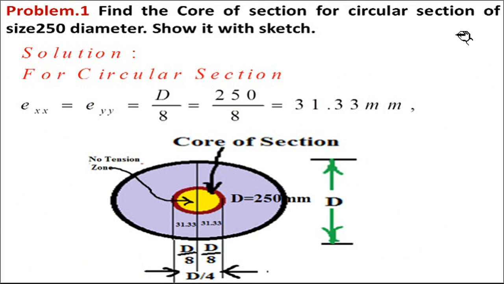Now find the core of section of a circular section of size 250 mm diameter. Show it with a sketch. So for a circular section, what is the core of section? Eccentricity should be less than or equal to d by 8. Here the diameter is 250, 250 by 8, 31.25 mm from all the sides. So that will be the core of section.